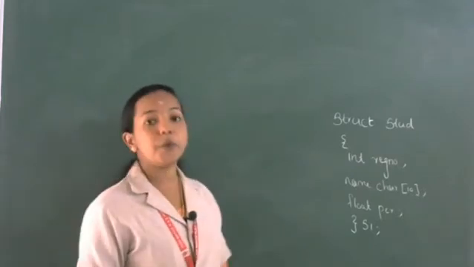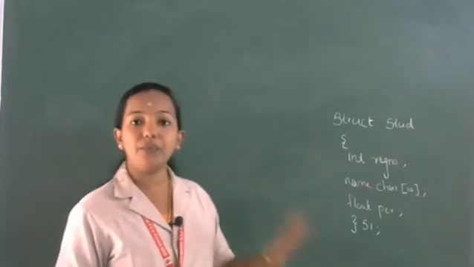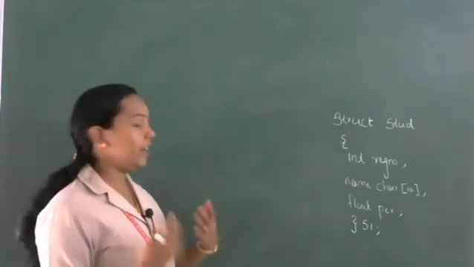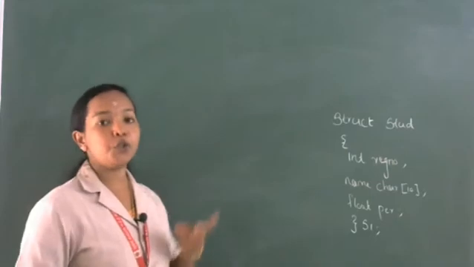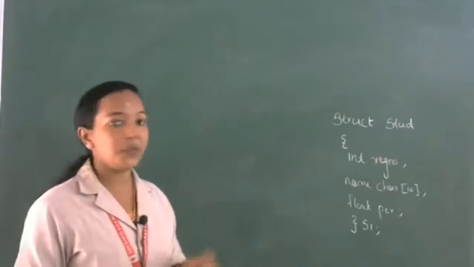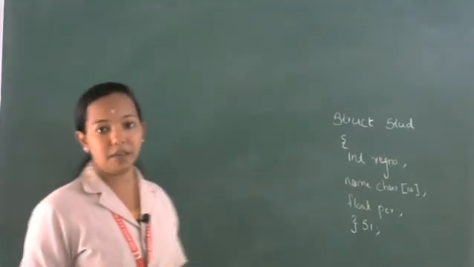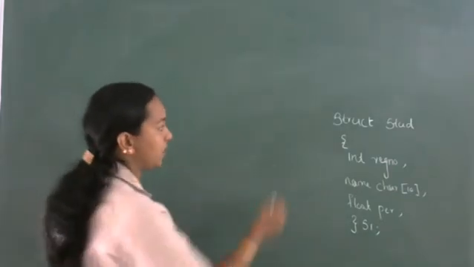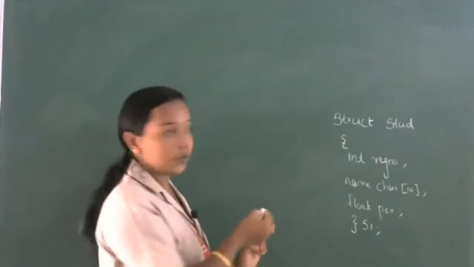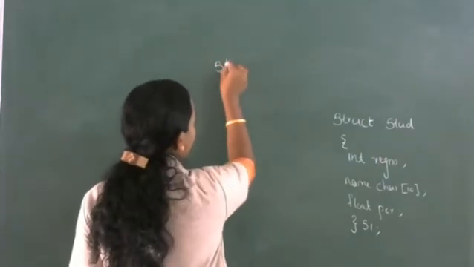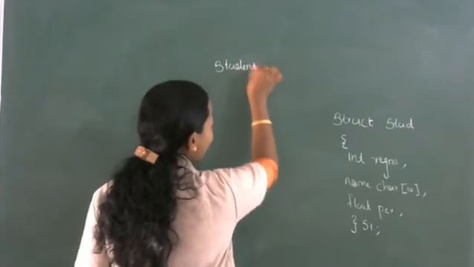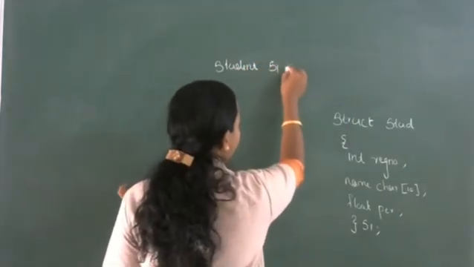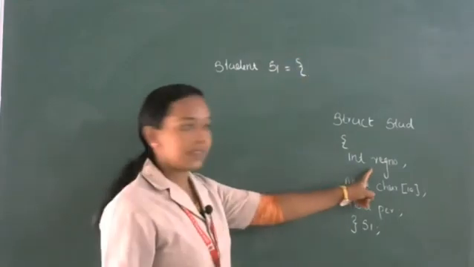Next, the procedure for how we give values to these variables, how we initialize this variable. Two options are available. First, we can initialize the variable like this. First we specify the structure name. What is our structure name? Student. Then what is the structure variable name? S1 equal to. What will be the first field?